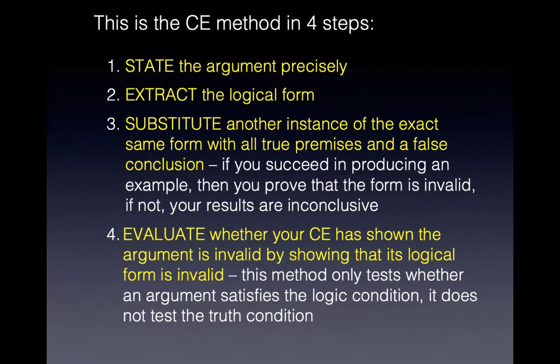So that's it. That's the counterexample method in 4 steps. State the argument precisely, extract the logical form, substitute another instance of the exact same form with all true premises and a false conclusion. If you succeed in producing an example where the conclusion is false and the assumptions are all true, then you prove the form is invalid. If you don't succeed, your results are inconclusive. Could be valid, could be invalid. You just haven't shown that it's invalid. Doesn't mean it's valid. Continue trying to test it, or try another, more formal test.